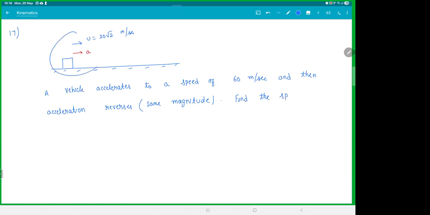So this is your initial position. You can say this is your T0. Always try to draw a small picture. That helps you a lot to understand.